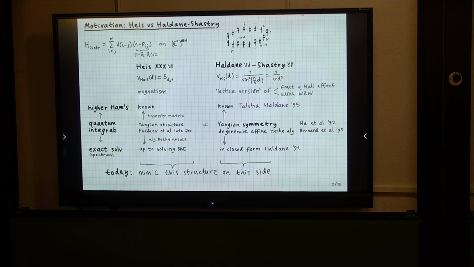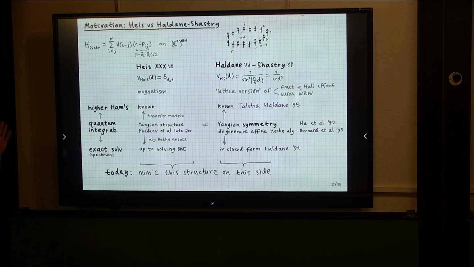So they both are isotropic, so SL2 or SU2 invariant. I'll just take n spin 1/2 sites. And then generally these Hamiltonians are of this form. I don't know if the pointer works on the screen. Anyway, so they have this form here.